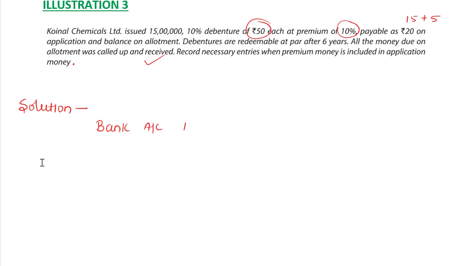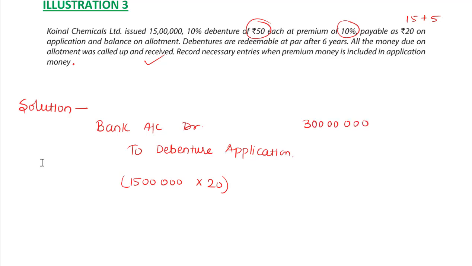Bank account debit to debenture application account. Fifteen lakhs multiplied by 20, 3 crores.